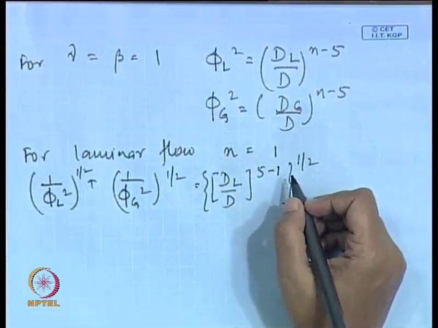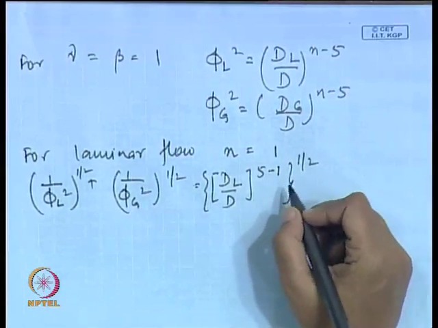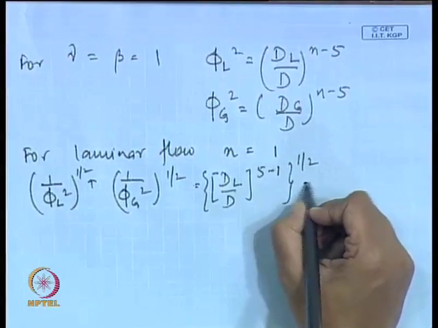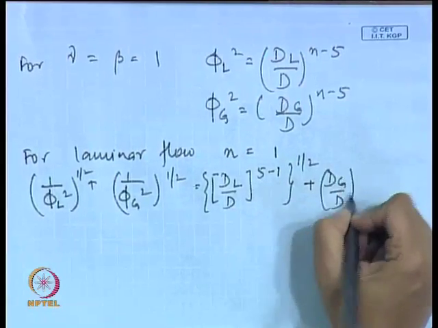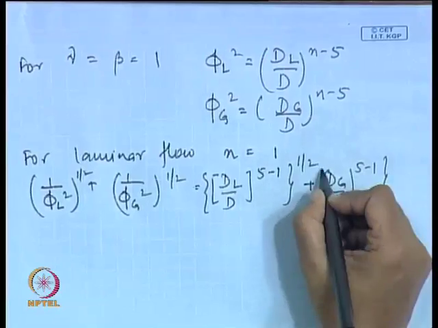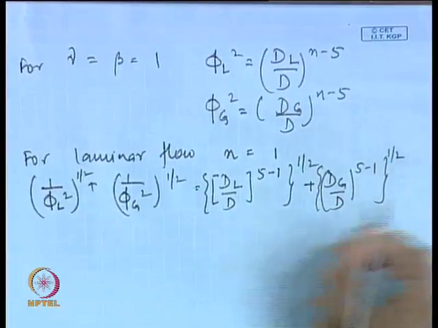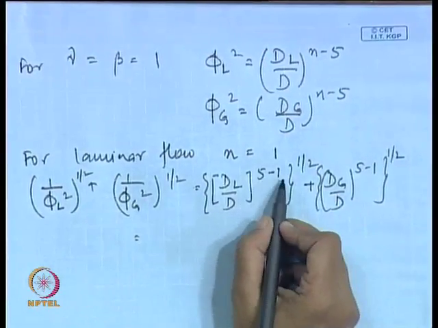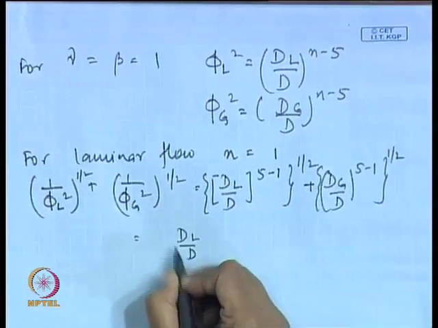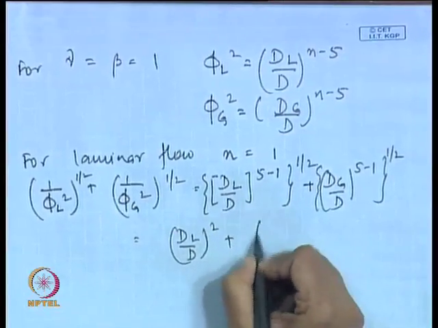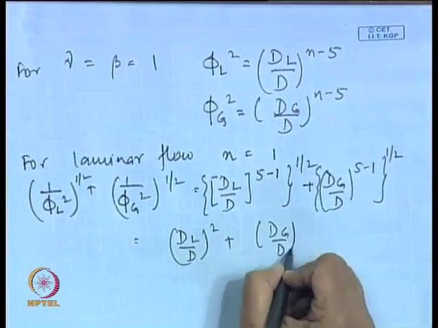It should be 1 minus 5, I believe. No, it's all right, 5 minus 1, fine, plus dg by d, 5 minus 1 whole to the power half. So, therefore, this becomes 4 by 2 square, isn't it? So, therefore, dl by d whole square plus dg by d whole square.